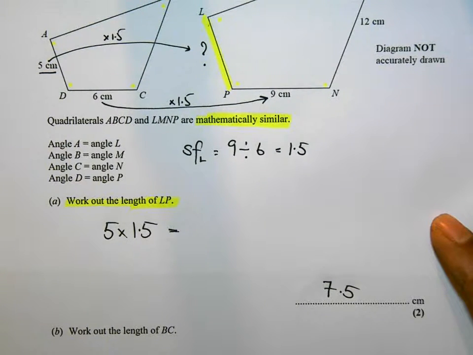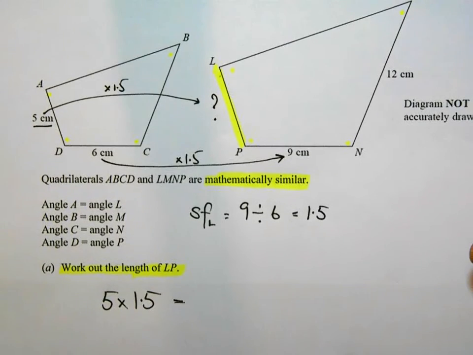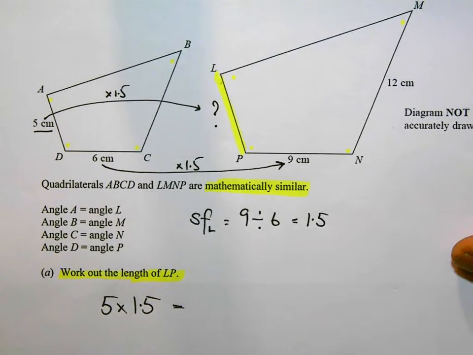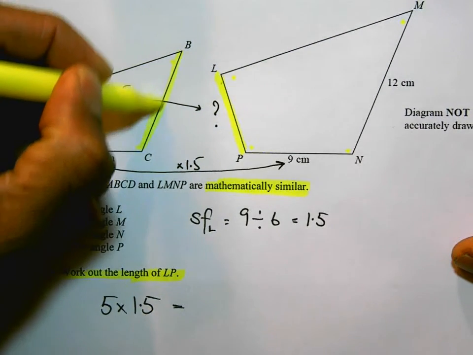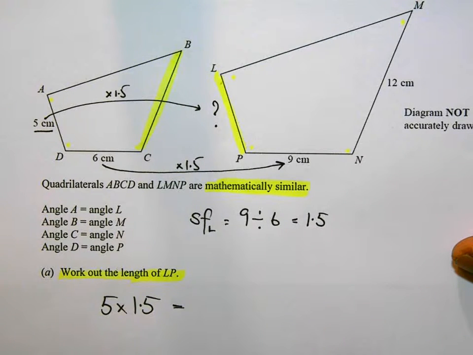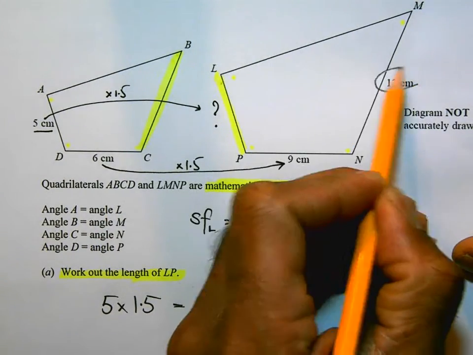Let's look at part B. Part B wants us to work out the length of BC. Okay, so it says work out the length of BC. Let's have a look at the diagram and see exactly what BC is and how we may well go about that. So coming back here, BC is this distance over here. Okay, so if I look at the larger shape, I could tell that the corresponding side to BC is MN, and that's 12 centimeters long.